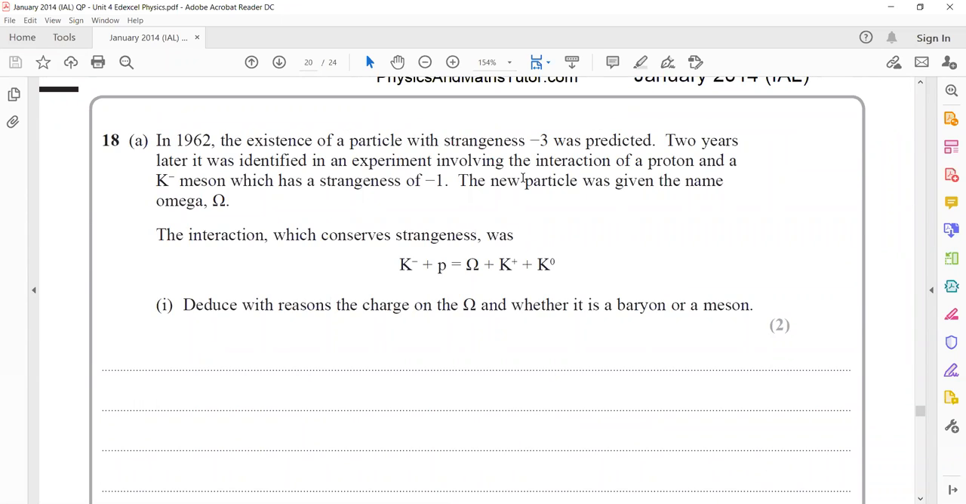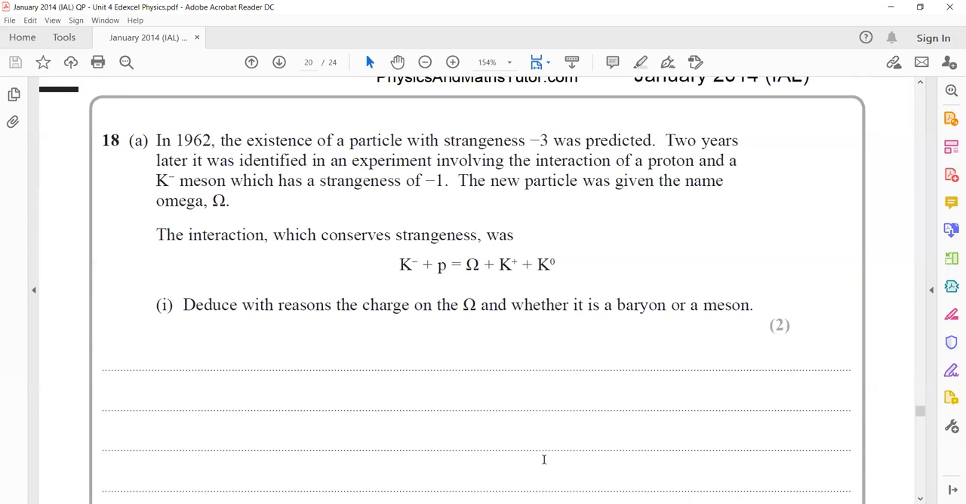In 1962, the existence of a particle with strangeness minus 3 was predicted. Two years later, it was identified in an experiment involving an interaction of a proton and the K minus meson, which has a strangeness of minus 1. A new particle was given the name omega. The interaction which conserved the strangeness was deduced with reasons. Deduce the charge on the omega and whether it is a baryon or a meson.